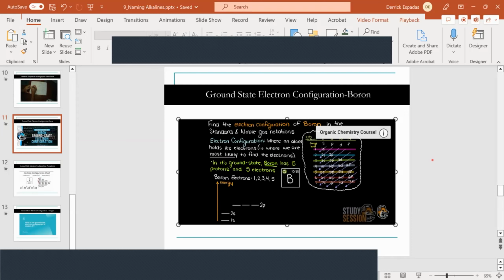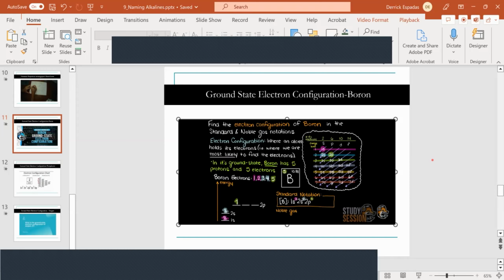Therefore, we will place our first 2 electrons in this orbital. Then we move to the next lowest energy state orbital, which is 2s. This orbital can also hold 2 electrons. Therefore, we place our 3rd and 4th electron here. Next, we can place our remaining electron in any of the 2p orbitals, as they are all equivalent energy states. We can now write the ground state electron configuration of boron like so: 1s2, 2s2, 2p1.